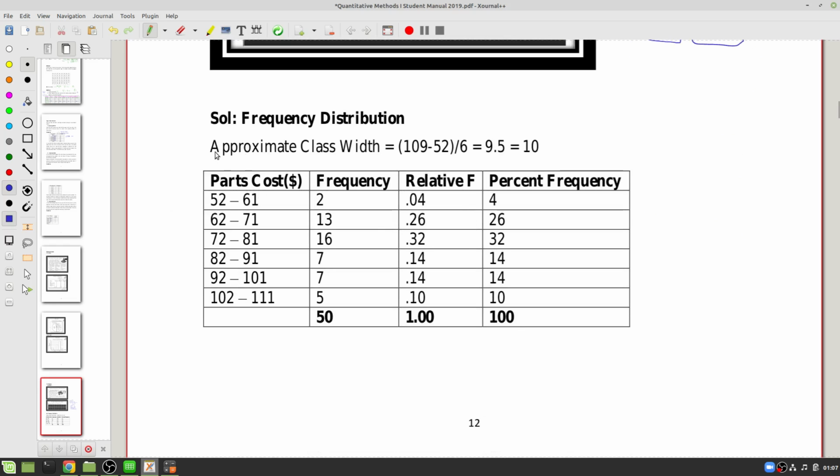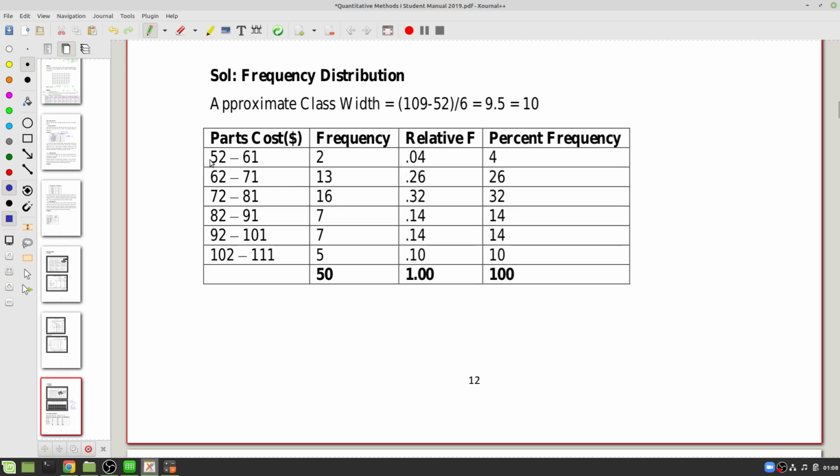Okay, here they give us the approximate class width: maximum minus minimum divided by the desired number of classes gives us 9.5, so we round up to 10, which means we have a class width of 10. It looks like 9 because 61 minus 52 is 9, but we saw earlier that it is actually 10 values that we're looking at. Frequency, relative frequency, that's always just your frequency divided by the total.